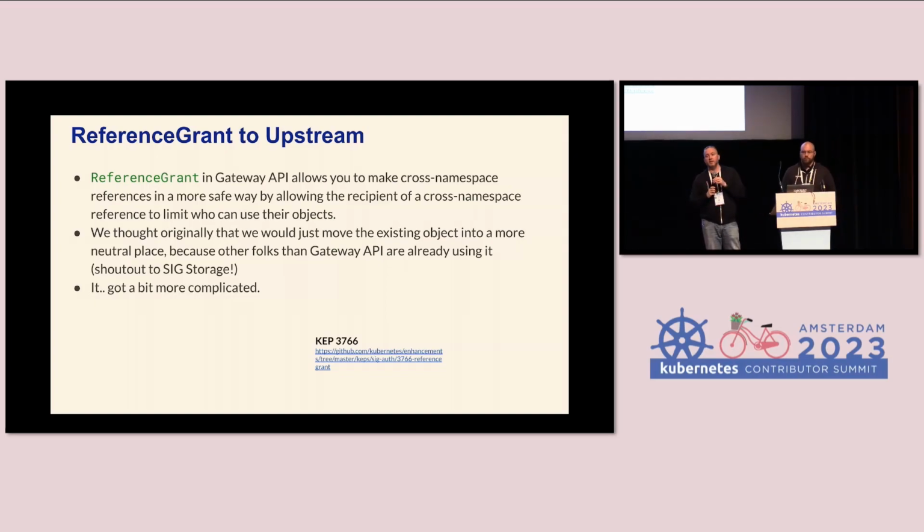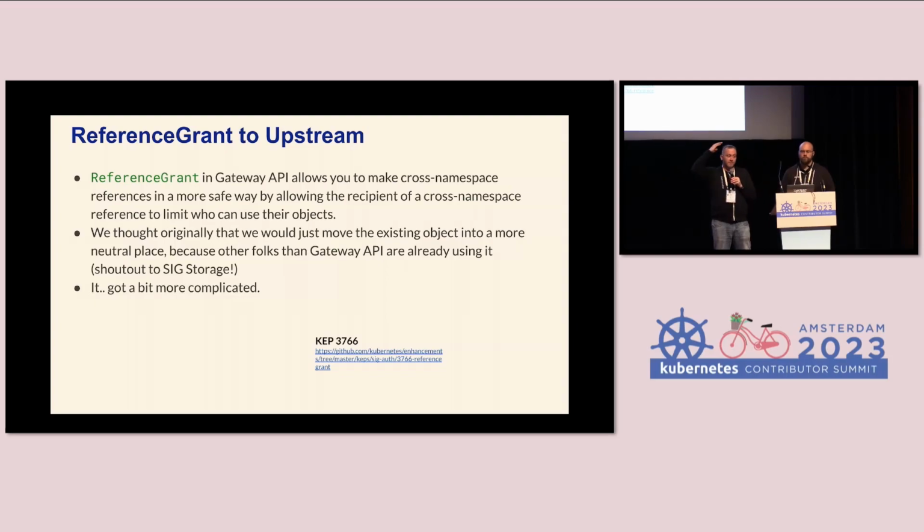ReferenceGrant in Gateway API is a way to more securely do cross namespace references. When we built the gateway and HTTP route interaction, people wanted to be able to do that across namespaces. However, pretty much everything in Kubernetes is built with the idea that you don't do cross namespace references. And the thing that we realized is that in order to do cross namespace references as safely as possible, you need to have a handshake. One person needs to initiate the handshake, and then a person at the other end needs to accept the handshake, right?